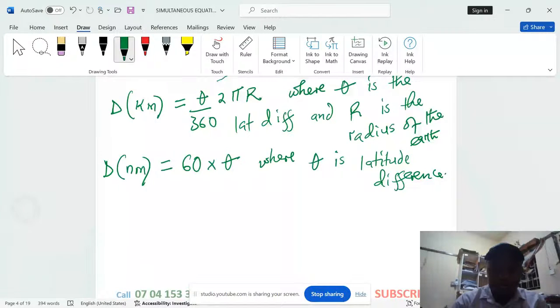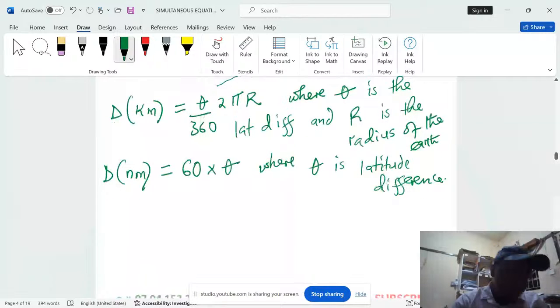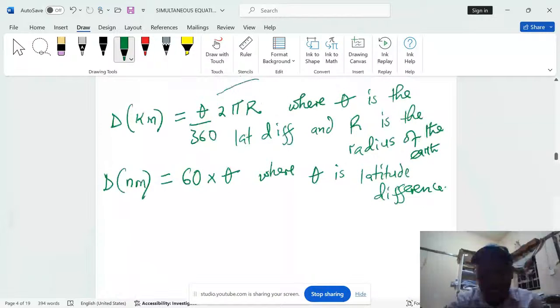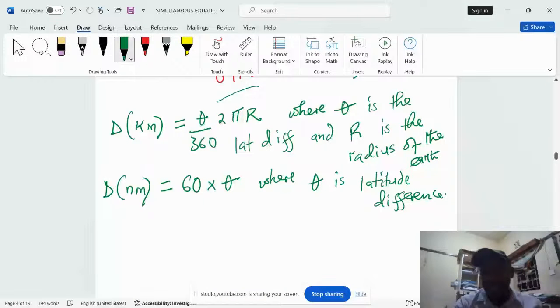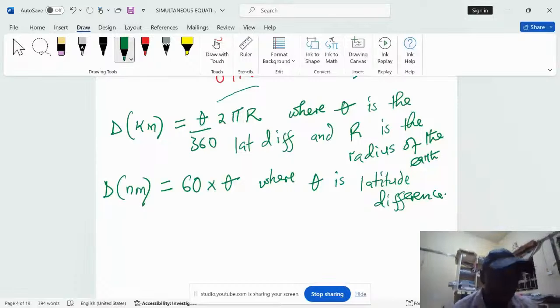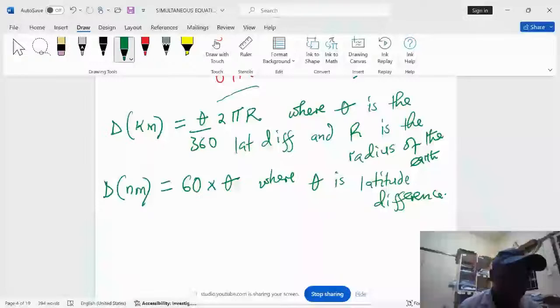So those two units can be used to calculate distances along the Earth's surface. Those are very key. Distance in kilometers along a great circle is given by that formula. Distance in nautical miles along a great circle is also given by 60 multiplied by theta. So also master that.